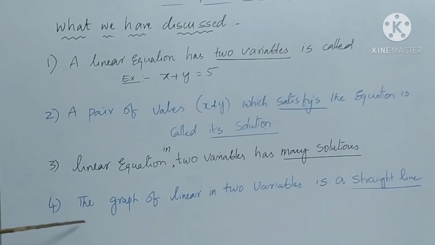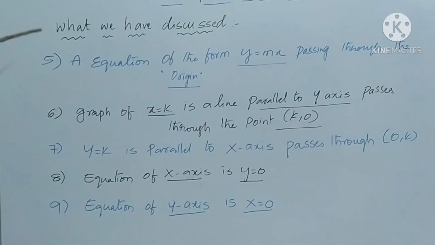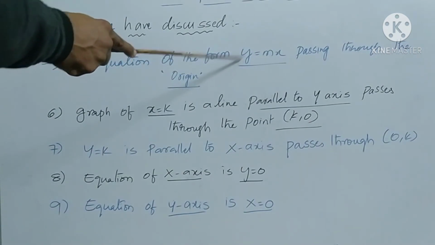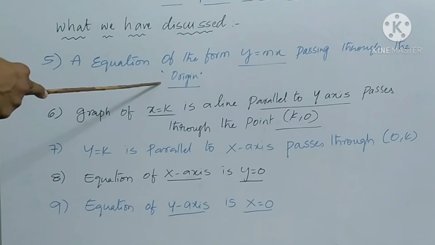Fourth point, the graph of a linear equation in two variables is a straight line. Any linear equation consisting of two variables is a straight line. Fifth point, an equation of the form y = mx passes through the origin. This is a very important point.